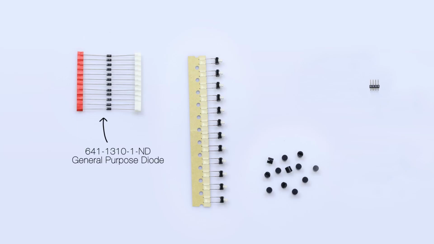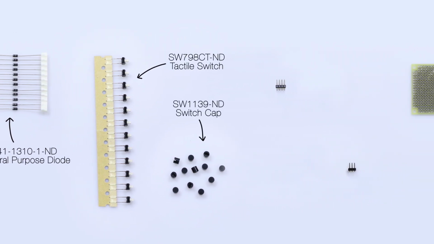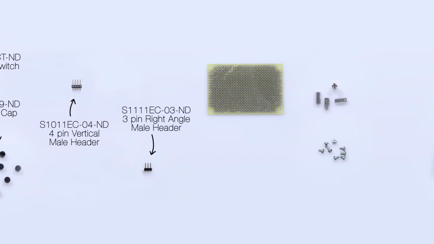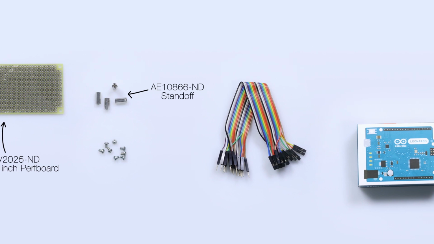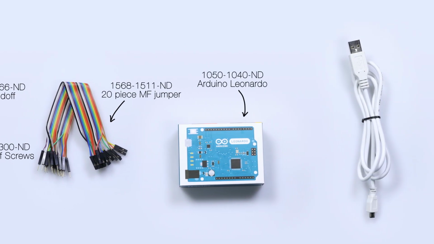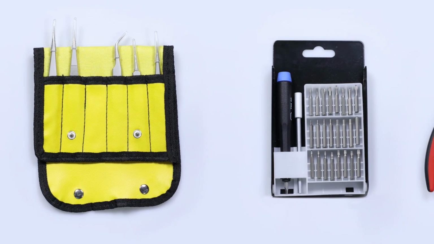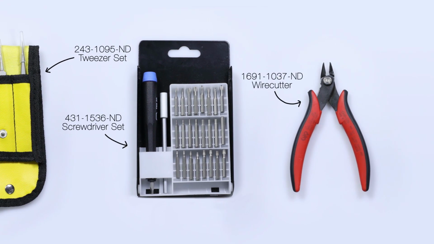You're going to need 12 general purpose diodes, 12 SPST switches, keycaps for the switches, vertical headers, right angle headers, a perf board, standoffs, screws for the standoffs, jumpers, an Arduino Leonardo, and a micro USB cable. For this project, you'll need a few tools: tweezers, a flathead screwdriver, and wire cutters. Now let's take all of our parts to the soldering station for assembly.